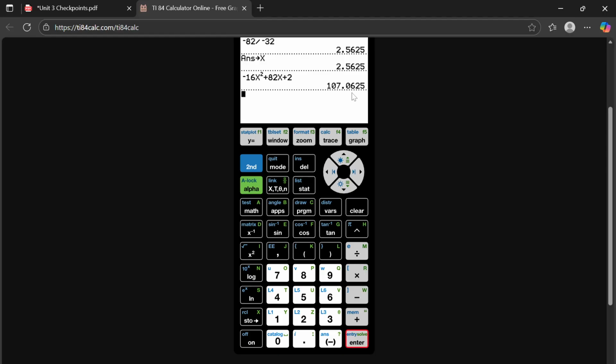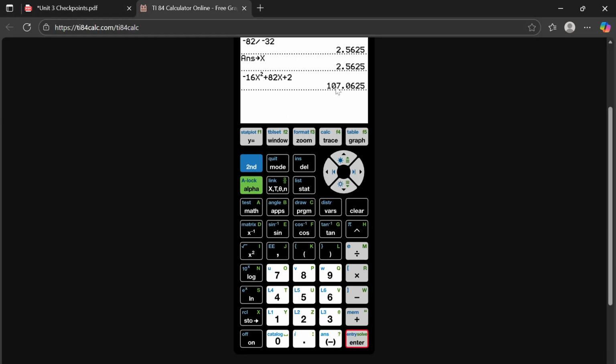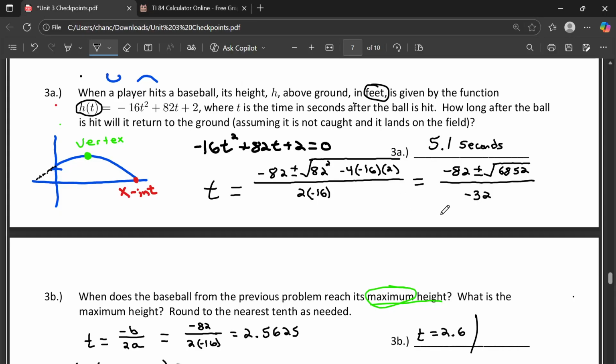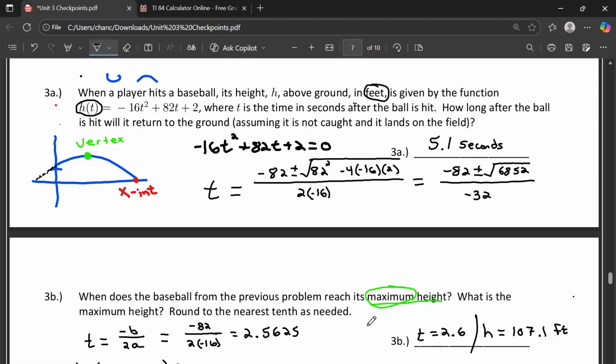Wow, 107. That's big. What is that? Feet, meters, inches? What do we got? In feet. Okay. So that is 107.1 feet. So h is equal to 107.1 feet. And there we go. We figured out the maximum height. We figured out when it reaches the maximum height, which is 2.6 seconds, and also what the actual maximum height is, 107.1.